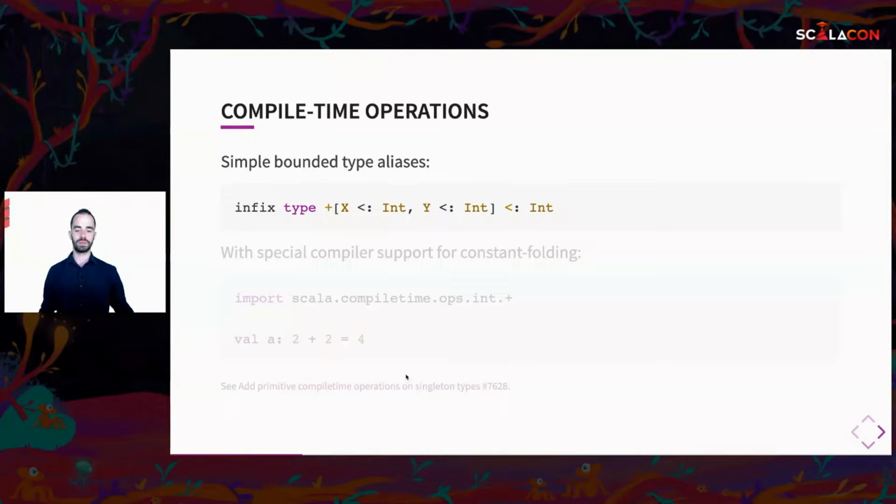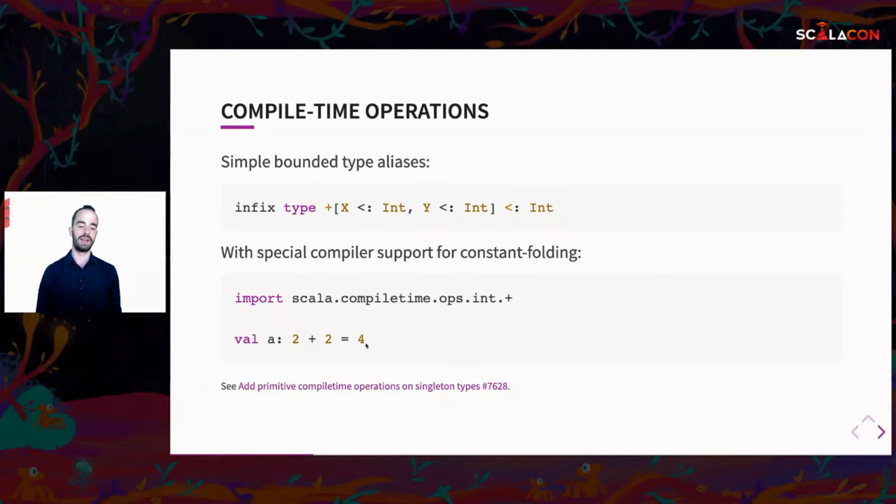Okay, now let's talk about compile time operations. So we talked about precise types, about constant types, but it can also be useful to represent operations at the type level. So let me give you an example. This is in a special package that is called scala.compiletime.ops. And if I import the plus, this plus is an infix type, and it allows me to represent the type of the value of the result of the addition of two other types, here two constant types.